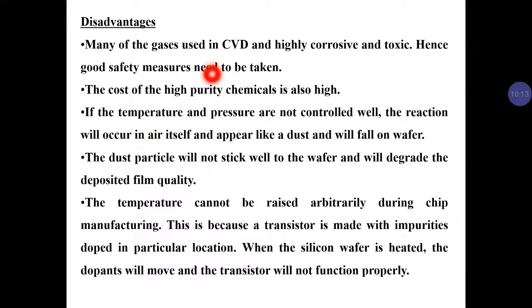So the temperature and pressure have to be controlled well in order to get a uniform thickness, and in order to get the reaction to occur only on the top of the substrate rather than in the air medium.